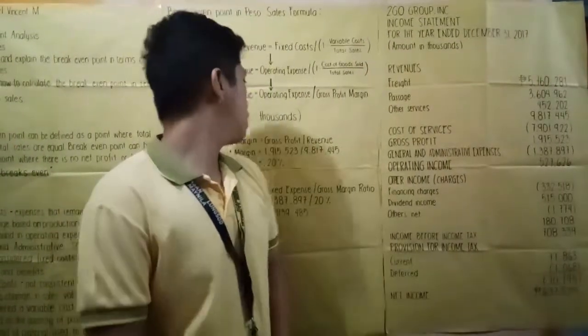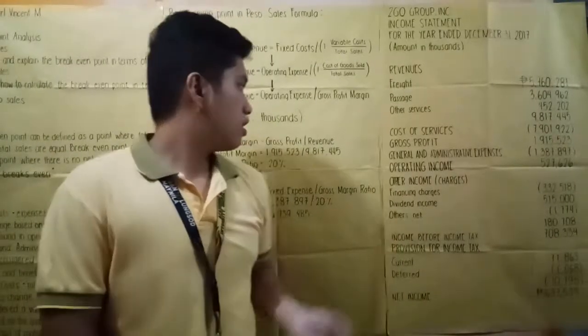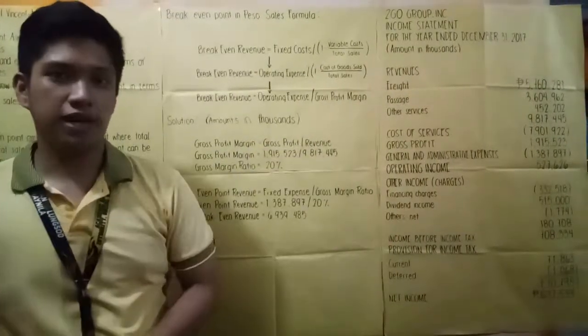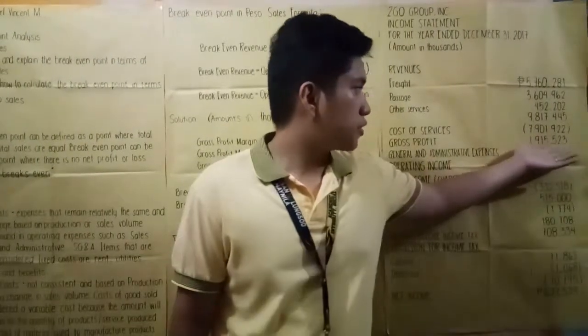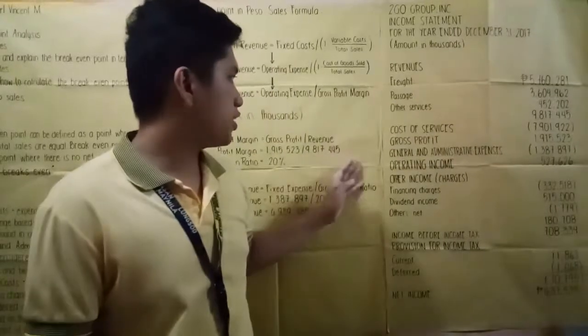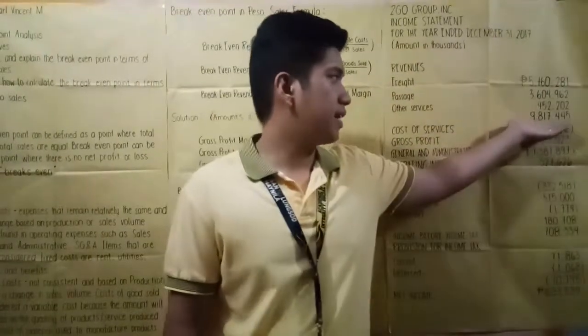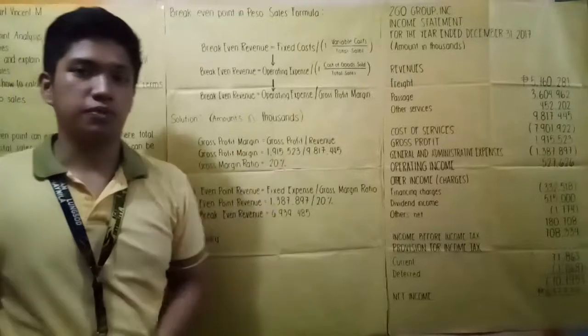Let us now compute for the break-even revenue of To Go Group Incorporated. First, let us take the gross profit margin using the formula gross profit divided by revenue. Gross profit of the To Go Group is amounting to 1,915,523,000 divided by its revenue of 9,817,445,000. The gross margin ratio results to 20%.